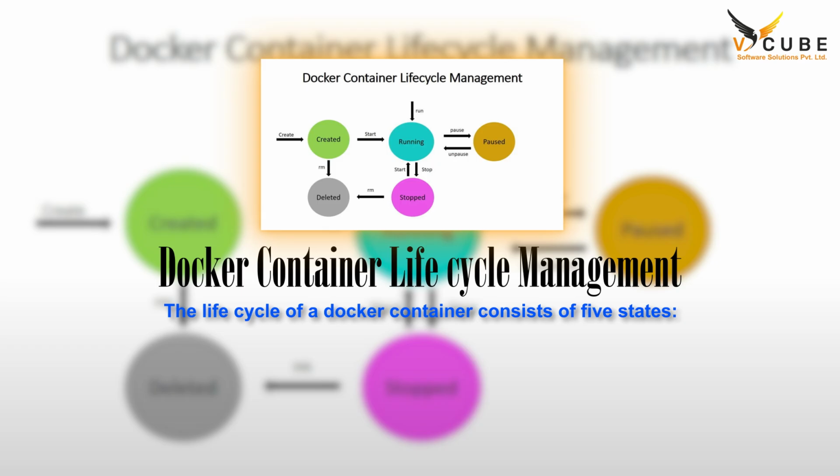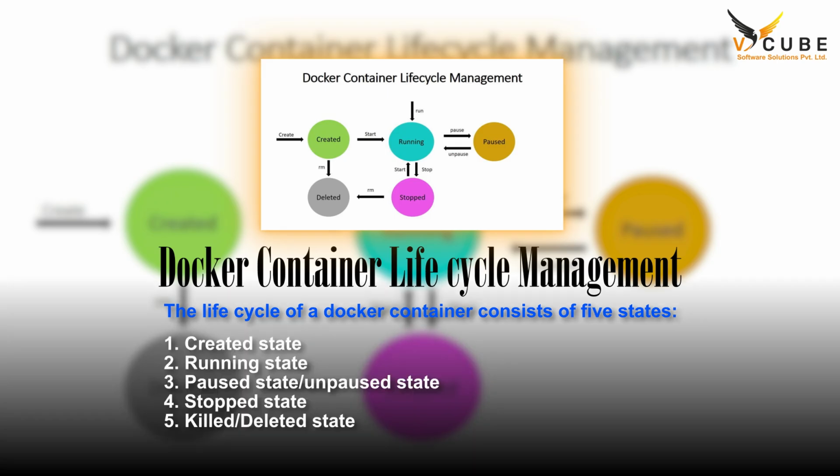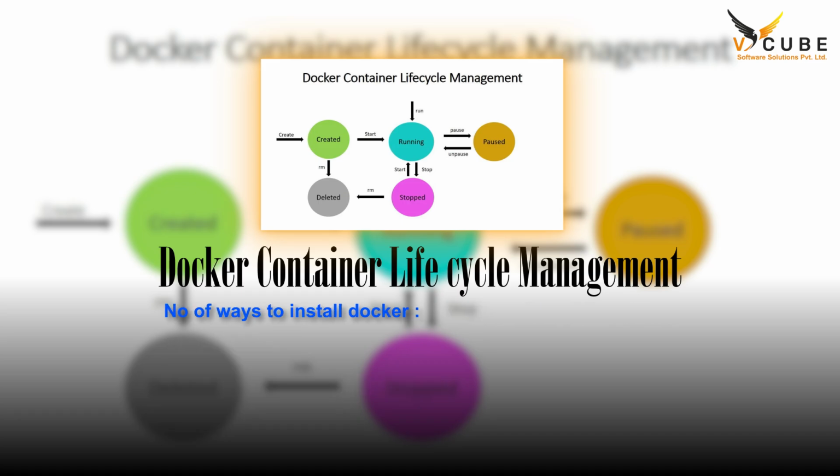Next, Docker container lifecycle management. The life cycle of a Docker container consists of five states. There are create state, running state, pause or unpause state, stop state, and kill or deleted state. Now, the number of ways to install Docker. There are three types mainly: Docker Docs, DigitalOcean, and get.docker.com.